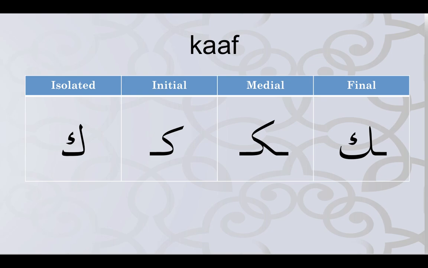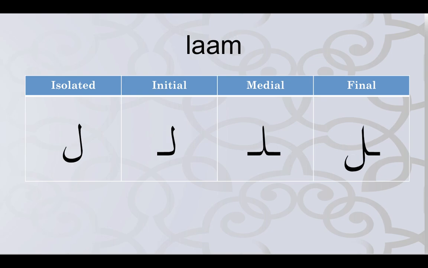The letter is Kaf. And these are the four forms that it takes: isolated, initial, medial, final. Its isolated form is on the left-hand side. You've already learned it. Its initial form is written as you see. Its medial is written as you see. And its final form is very similar to its isolated form, except you connect it with the previous letter, like that. Next we have the letter Lam.